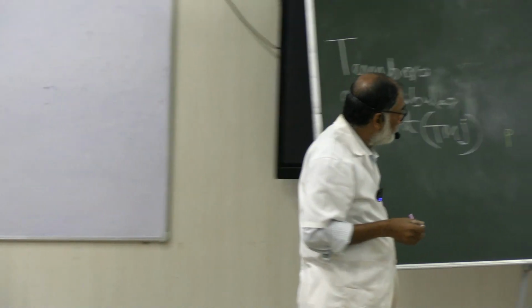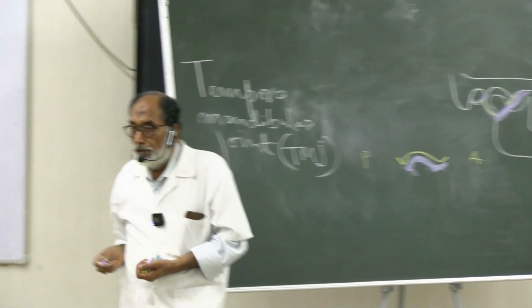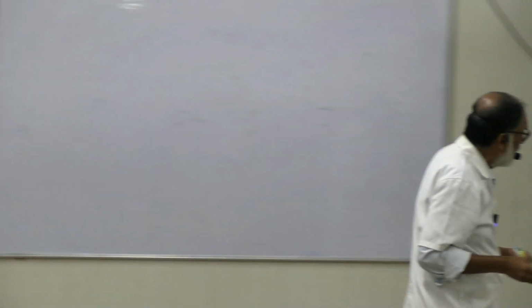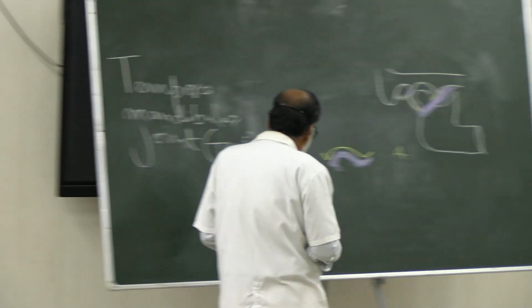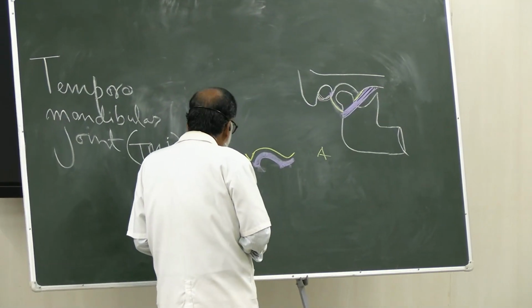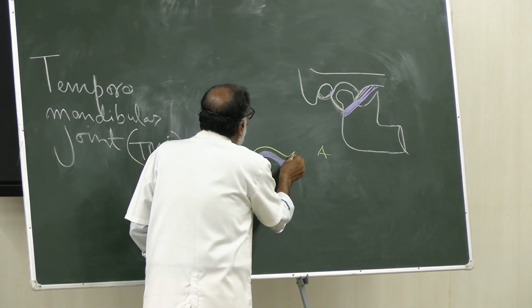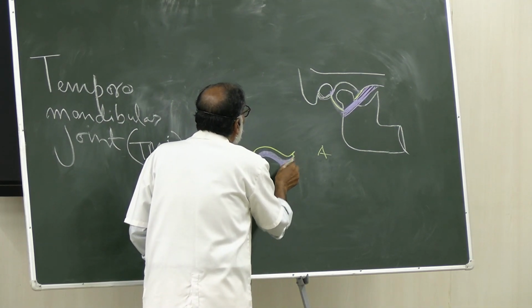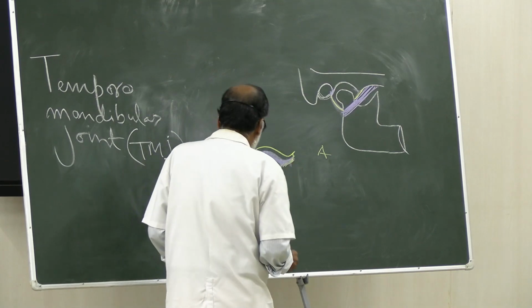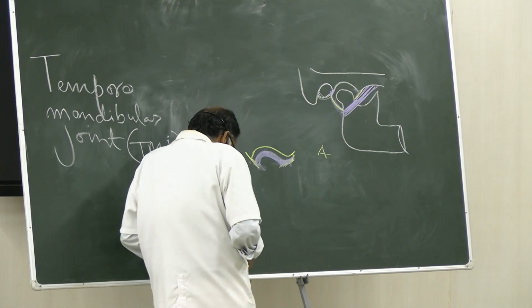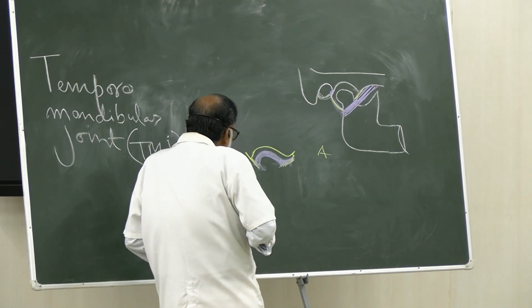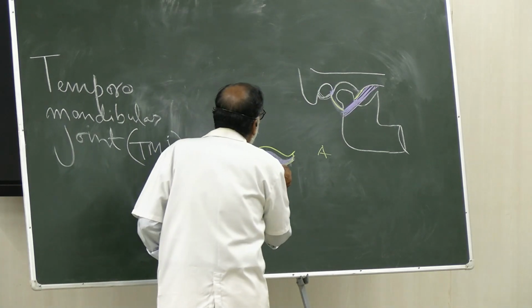Now this fibrocartilage is attached to the capsular ligament. This is the capsular ligament, so it is attached to the capsular ligament. Here lies the head.